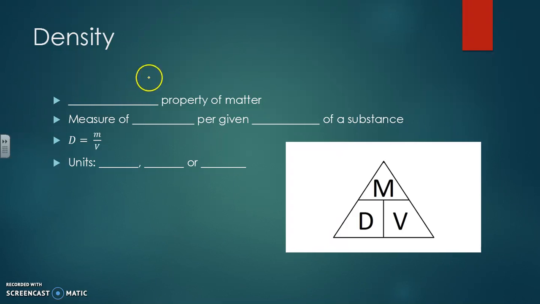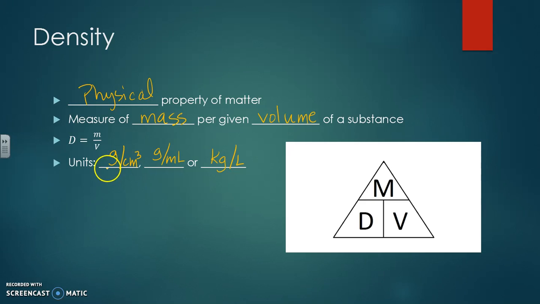All right, so density is a physical property of matter. It is a measure of the mass of the substance per given volume of a substance. So what does that mean? Well, that means that density is equal to mass divided by volume. The different units that you could see would be grams per centimeters cubed, grams per milliliter, or kilograms per liter. I typically will see these, but you could see the other one as well.